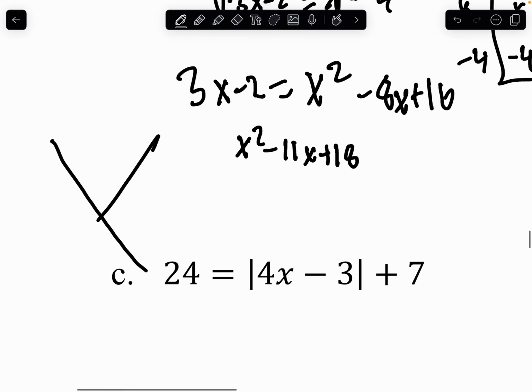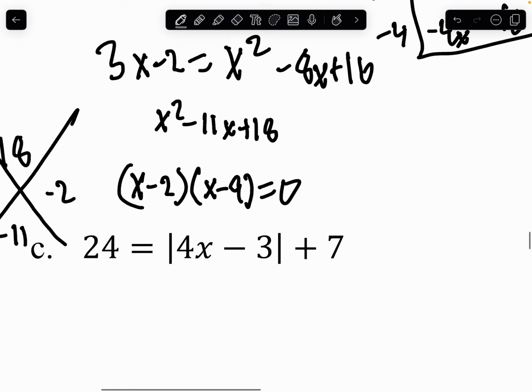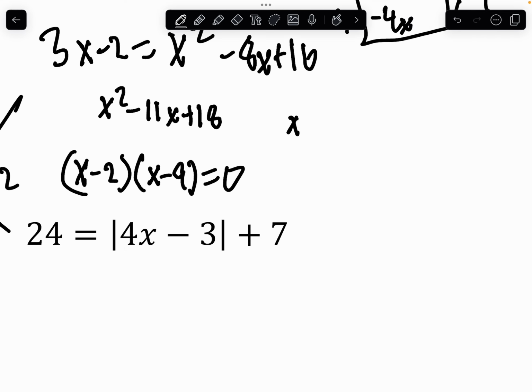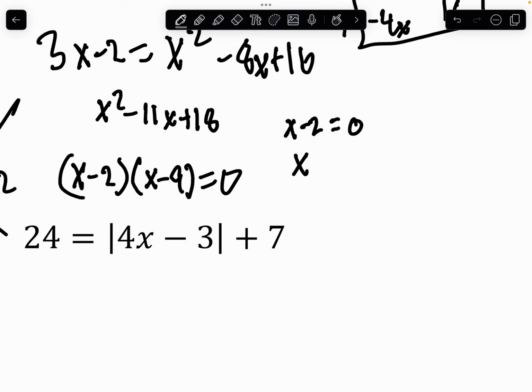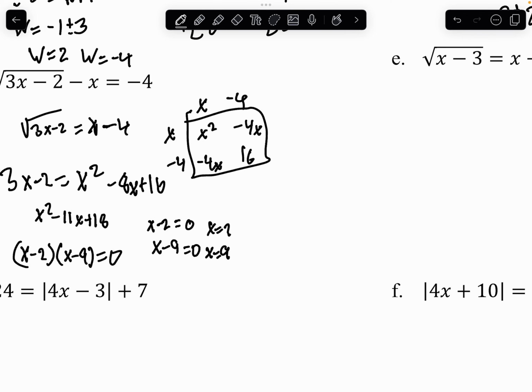Now you can factor that. Negative 11, so it's going to be negative 9, negative 2. So we got x minus 2 times x minus 9 equals 0. Now I set them to 0. So you get x equals 2, x equals 9. Now you have to replug them in to the original equation.